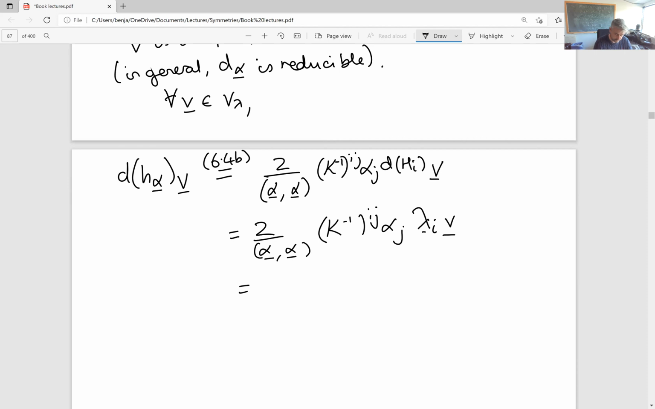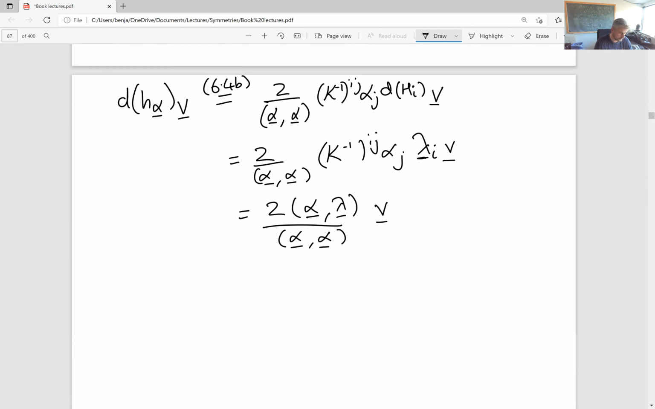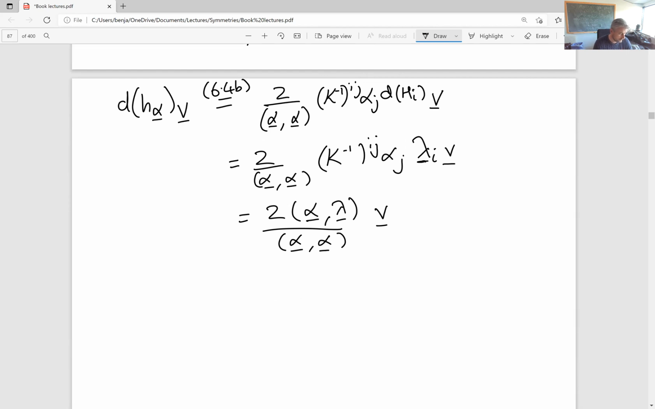So this middle factor is twice the inner product of alpha with lambda here. Because this is a representation of the Lie algebra of SU(2), the complexified Lie algebra of SU(2), we know that this has to be an integer.